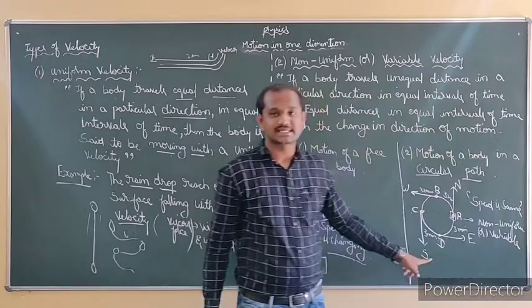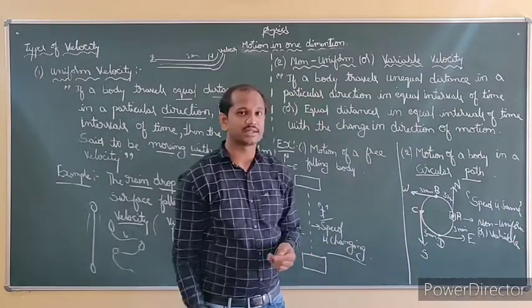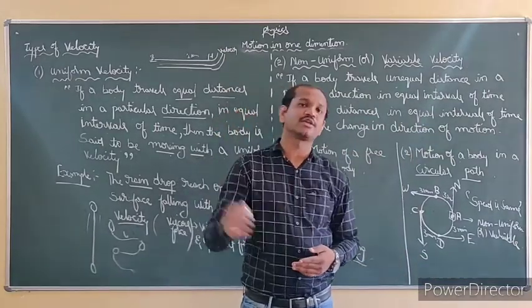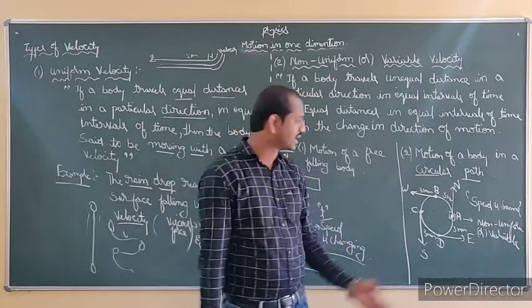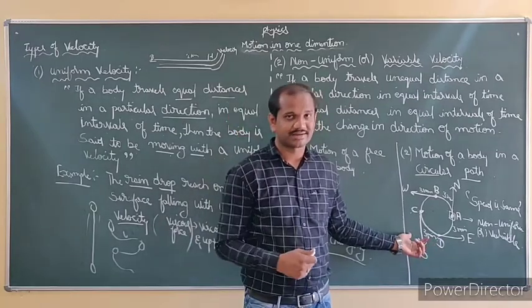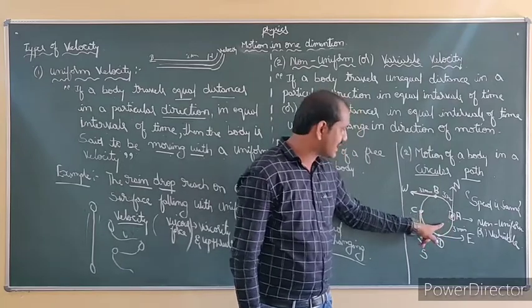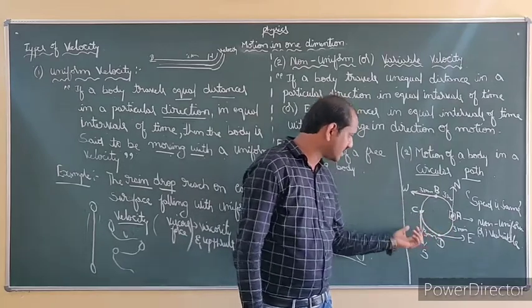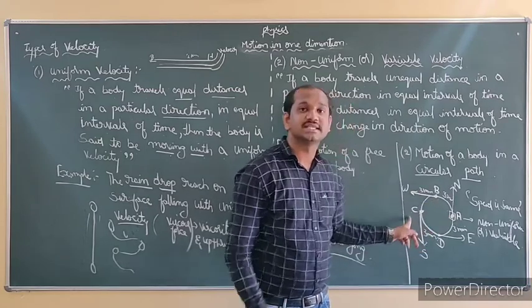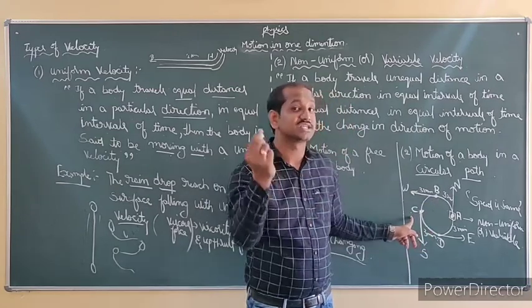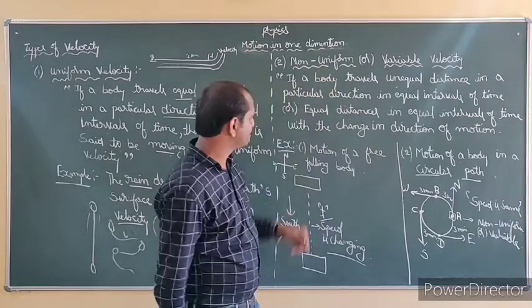When you come to your next year class, you have this chapter in the case of force, where you get uniform circular motion and uniform linear motion. You will understand this concept much better there. Remember, in a uniform circular motion, speed is the same and time is the same, but the direction keeps on changing at every moment, hence it comes under non-uniform motion.